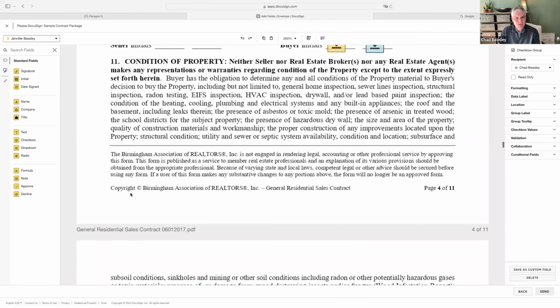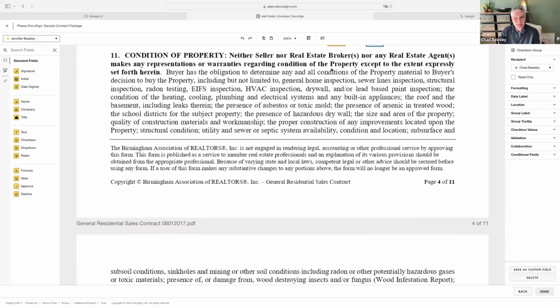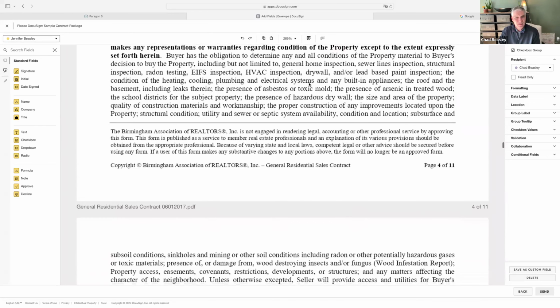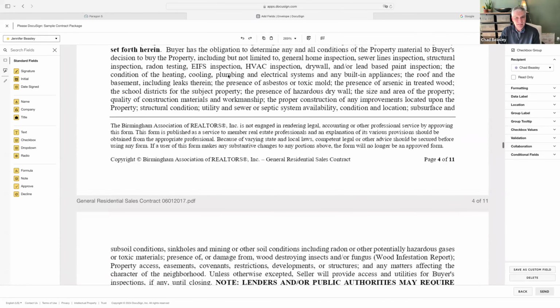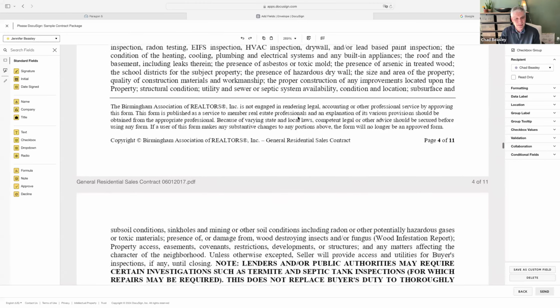And then we get into condition of the property. Neither broker or real estate agents makes any representations. Buyer has obligation to determine any and all conditions of property material to the buyer's decision to buy the property, including but not limited to general home inspections and all these other different types of inspections that they list here.